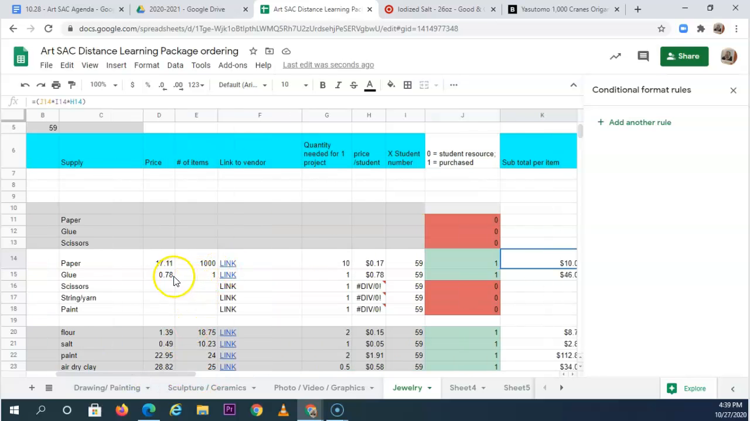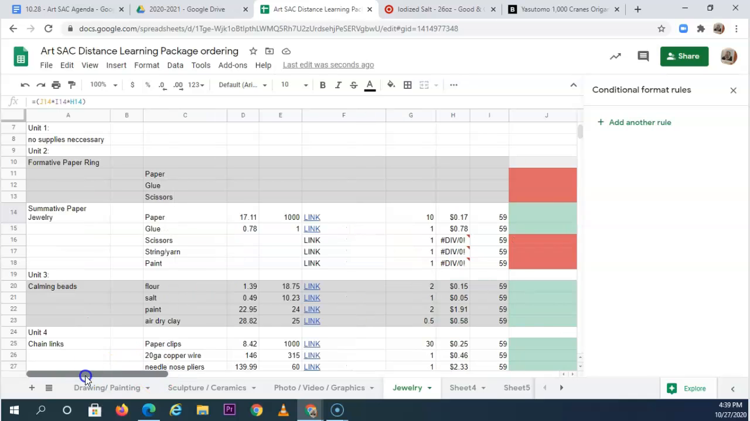And then I'm going to continue to do that for all the materials that I'll need for every assignment. It gets a little bit tricky when you start to look at things like salt. So right here, I'm going to have students make their own beads by creating a salt dough. And so they're going to need 2 cups of flour and a cup of salt.